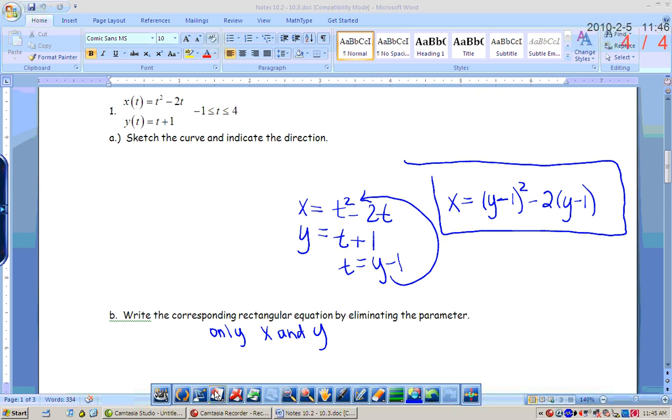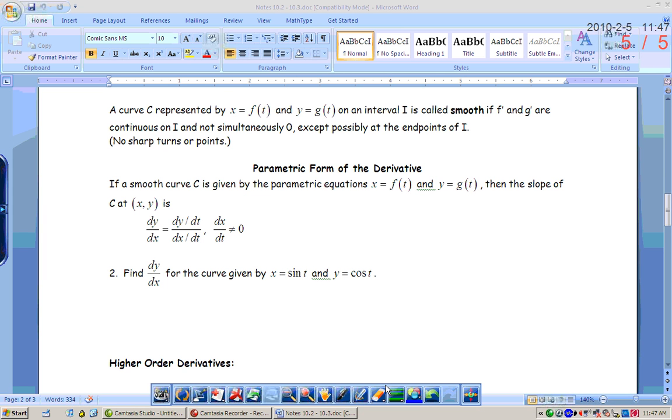Okay, so that's kind of a review of what parametric equations are. Now let's get into the calculus of it. I actually think the calculus part of the parametric equations is easier because really all you're doing is taking the derivative of them. All right, a curve C that's represented by x equals f of t and y equals g of t. Okay, that just means that you have a set of parametric equations. x equals something in terms of t, y equals something also in terms of t.